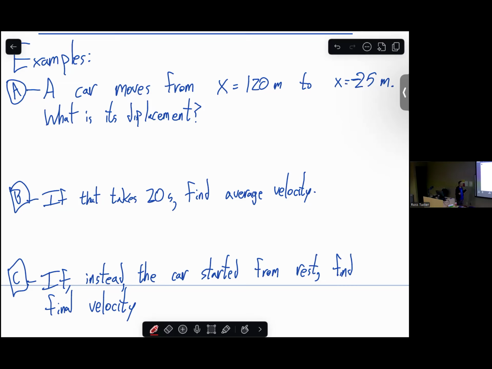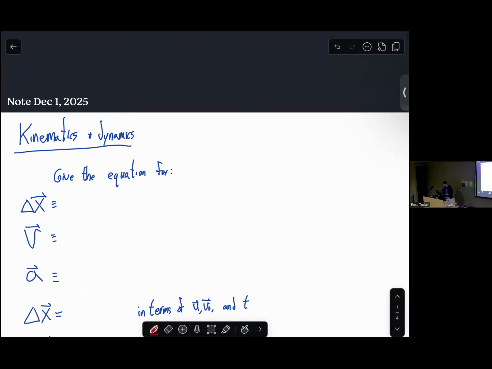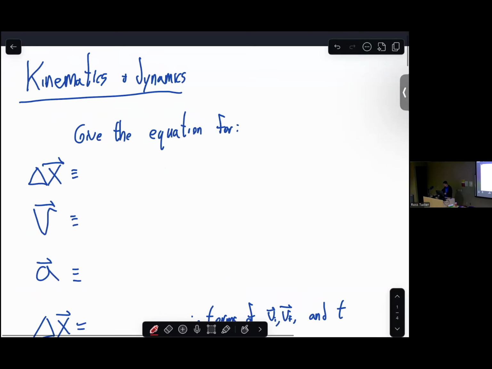Okay, let's do it. What is the defining equation for displacement? Final position minus initial position. Final minus initial. Not initial minus final, and not initial plus final. Any delta will be final value of whatever minus initial value.